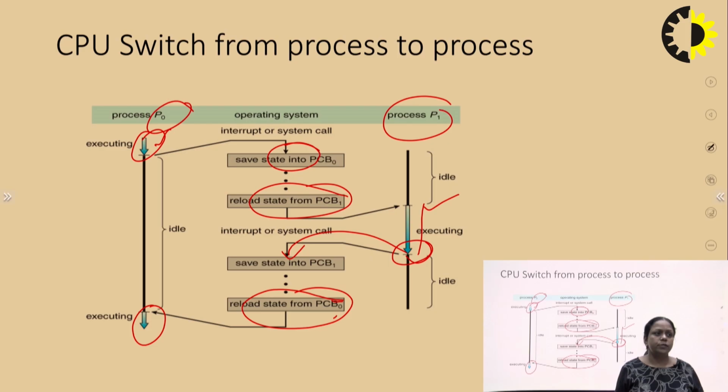So when we are using a time sharing system, multi-programming system, or multitasking system, then CPU context switching is very much required.